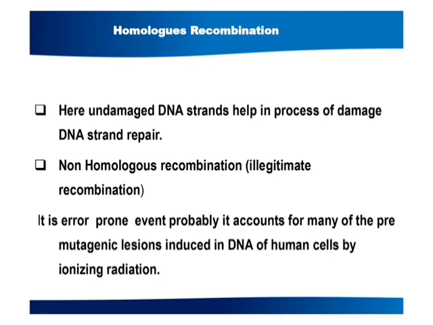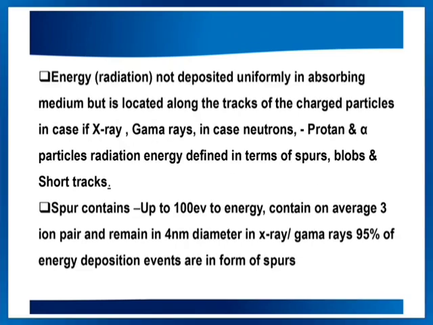A spur contains up to 100 electron volts of energy and contains an average of 3 ion pairs, and remains limited in a 4 nanometer diameter, particularly with gamma rays and X-rays. 90% of energy deposition occurs in the form of spurs. So whatever clinical practice we are practicing, X-rays in the linear accelerator, gamma rays in the cobalt, the energy deposition occurs in the form of spurs, 95% of the energy. And that energy is limited in that 4 nanometer diameter.